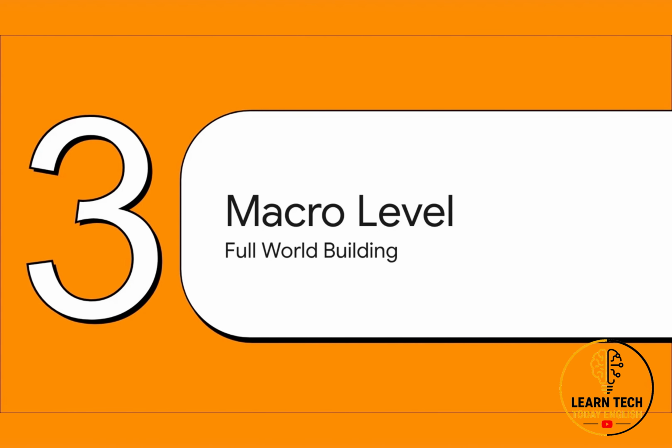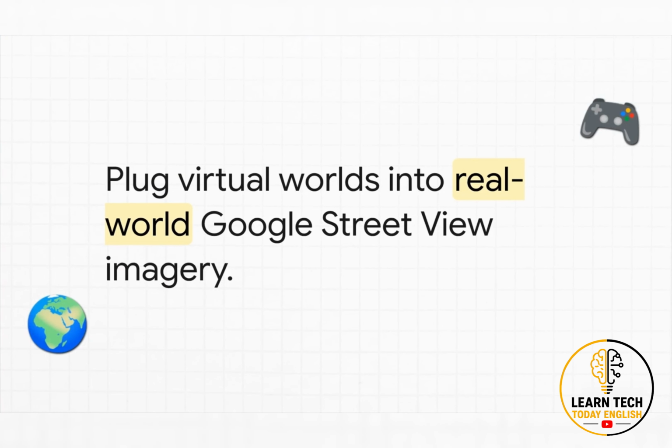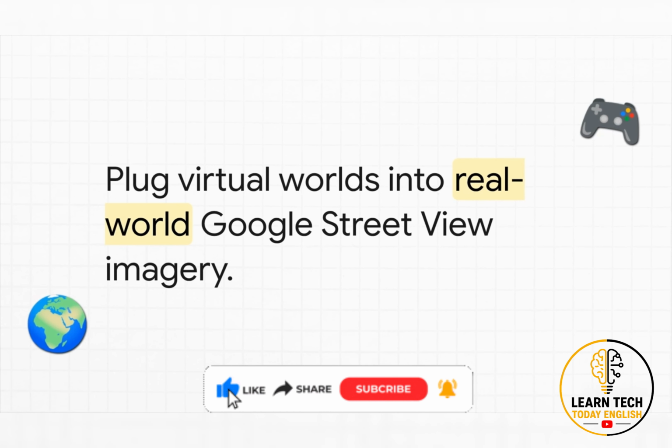All right, Section 3, Macro Level, Full-Scale World Building. Escalating to our final, most expansive tier, we have an absolutely massive update from Google DeepMind called Project Genie. This thing acts as the ultimate environmental VFX generator. It allows you to plug fully interactive virtual environments directly into real-world Google Street View imagery. So it's actually grounding these highly stylized, imaginative worlds in actual mapped locations that already exist right now on Google Maps.